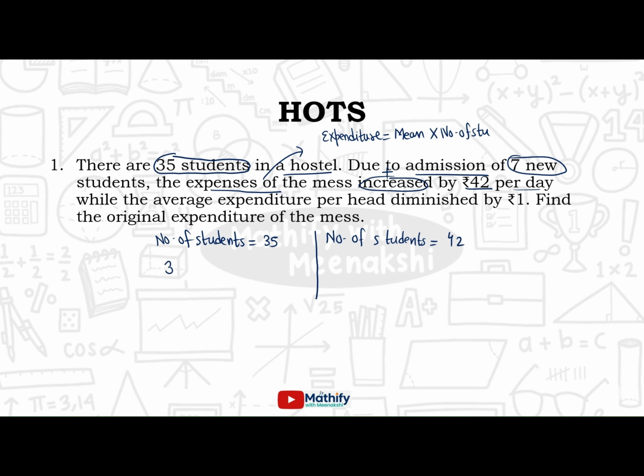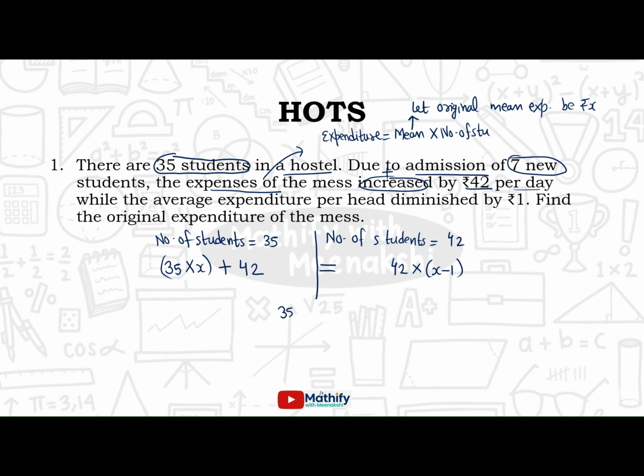So you can write 35. Now we have to take, let the original mean expenditure be rupees X. So we can say that means 35 into X, that's the expenditure, mean into number, plus 42. Increase means positive, per day, while the average expenditure per head diminished by rupees 1. That means the average expenditure was X, so it's diminished by 1. These two are equal, so we have to simply solve.